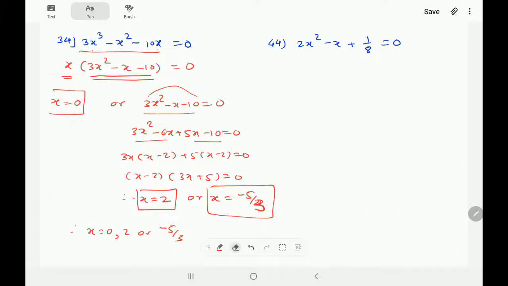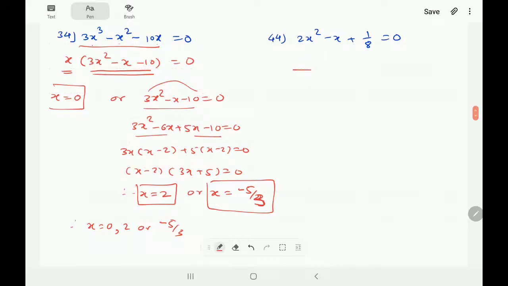Got it? Let's go for the next one. Next one is simple, but as it was a doubt, I'm just taking it. It's simple, nothing difficult. Multiply by 8, that's it. If I multiply this by 8, I get 16x square minus x plus 1 is equals to 0. 0 into 8 is 0. That's it. Now this becomes your equation, solve it.